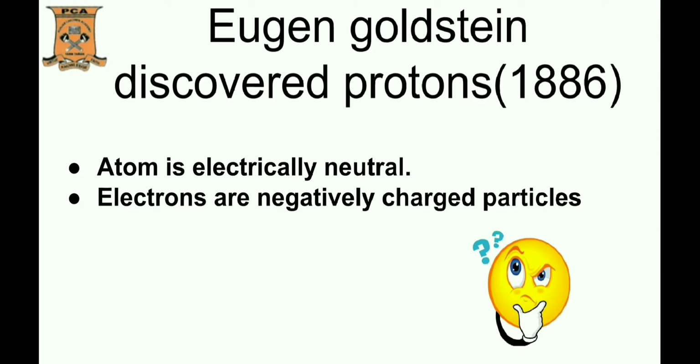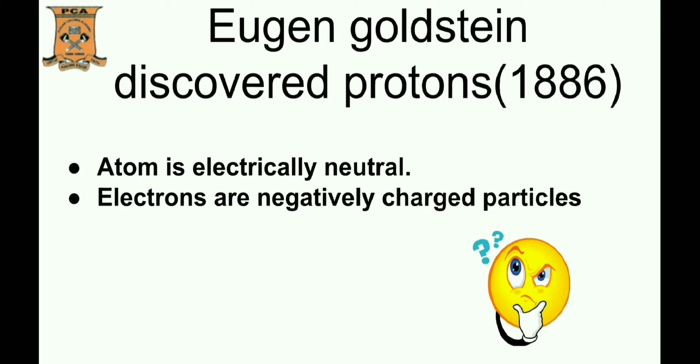So the question arises here is that what is there inside an atom which is balancing this negative charge and making an atom electrically neutral? So obviously the answer is positive charge. There must be a positive charge inside an atom which is balancing this negative charge due to the electrons and making an atom electrically neutral in nature.